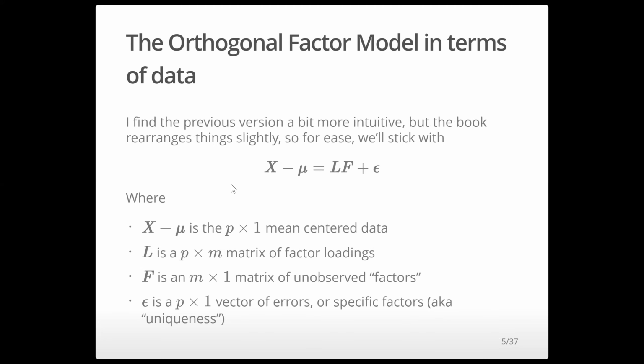The book flips things around a little bit in the way it does the notation, and just for simplicity, I'm going to follow that moving forward. This isn't structured in terms of the data so much as it is in terms of these different components of the data. So here, x minus mu is p by 1, L is p by m, f is m by 1, and epsilon is p by 1. I find this a little bit less intuitive, but the notation moving forward is a little bit more comparable to what you see in the book, so I'm going to stick with it. And it's not that important.